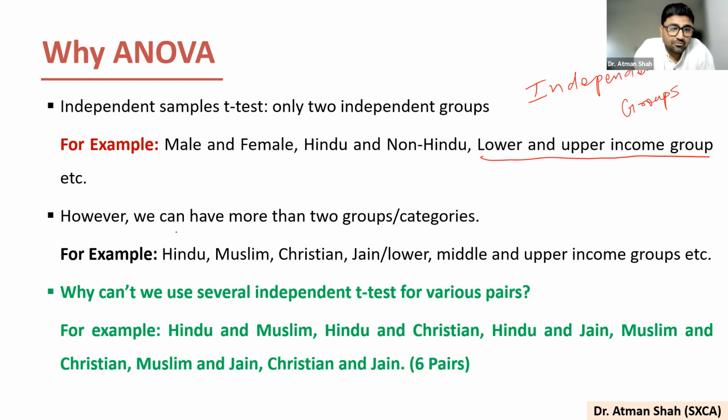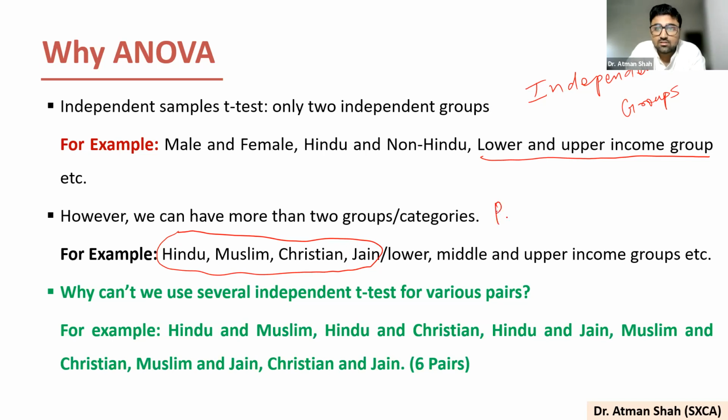Let's take the example of religion. Suppose we have this nominal variable, religion. In religion, we have four categories. So we can assign 1 to Hindu, 2 to Muslim, 3 to Christian, and 4 to Jain. Religion is our nominal variable because order doesn't matter. You can assign any numbers. You can assign 1 to Muslim, 2 to Hindu, 3 to Christian, 4 to Jain. Right? Then why can't we use various pairs?